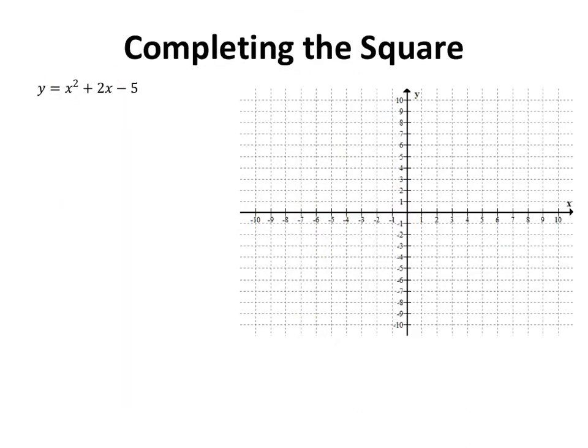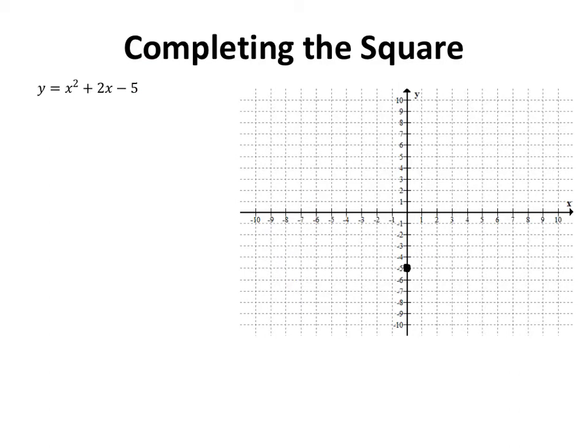So one of the things that we are going to be able to do is look at an equation and graph it without plotting a bunch of points. The first thing I recommend doing is looking at your y-intercept and plotting that point, which is negative 5. Now I'm going to go through a process called completing the square. Once I complete the square, my equation will be in vertex form, and when it's in vertex form, I can plot the location of my vertex.